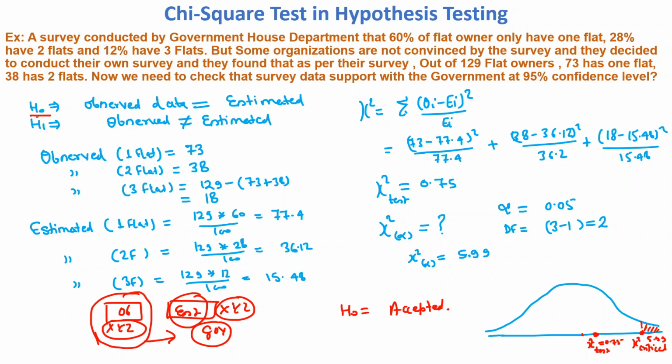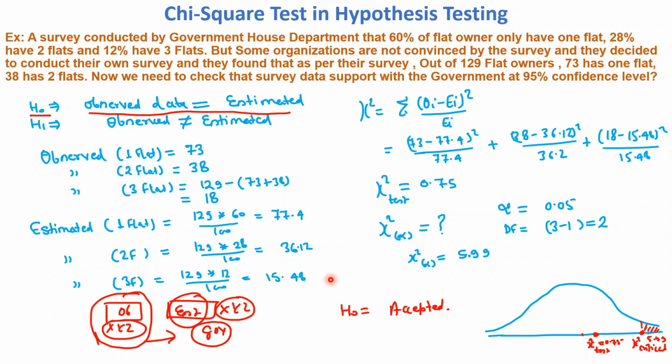Here you can see that our null hypothesis would be that the observed data is equal to the estimated data, and the alternate hypothesis would be that the observed data is not equal to the estimated data. So in our observed data, 73 have one flat and 38 have two flats. For the remainder, we add these and subtract from 129, and we get 18 people who have three flats. So this is your observed data.